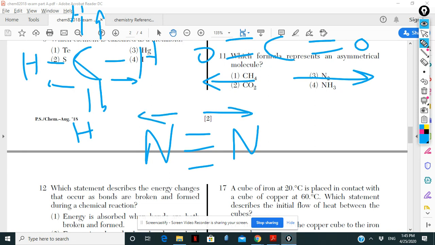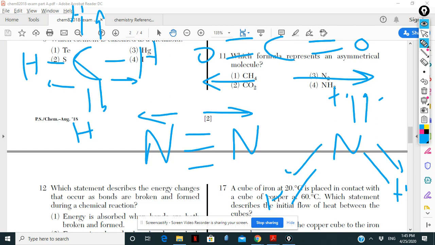And if you're looking at NH3, it's like that. So I'm not going to have a balanced, opposite attraction force or electronegativity. So I don't have right and left and up and down. So it's asymmetric. So for 11, the answer is 4.